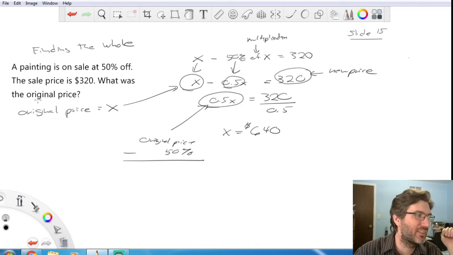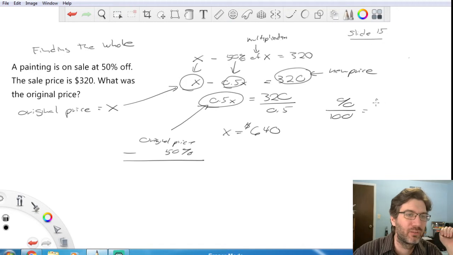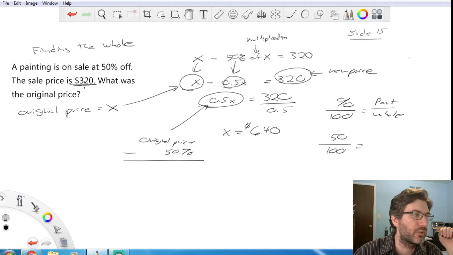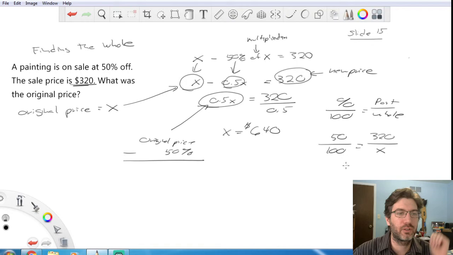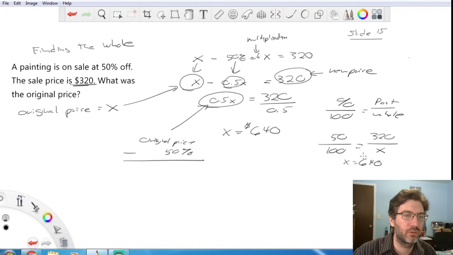The other way to do this is to plug into percent over 100 equals part over whole. You can solve this way as well, right? Percent is 50, so that's 50% over 100. Your part, just pay attention, this is the sales price. This is not the whole price of the object. This is the sales price. So that would be 320 over your whole, which you don't know. And you can solve this way, and x here will equal 640 as well. So that's another way of doing it.